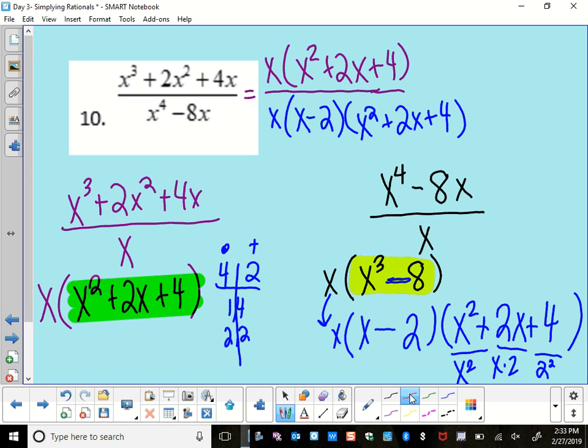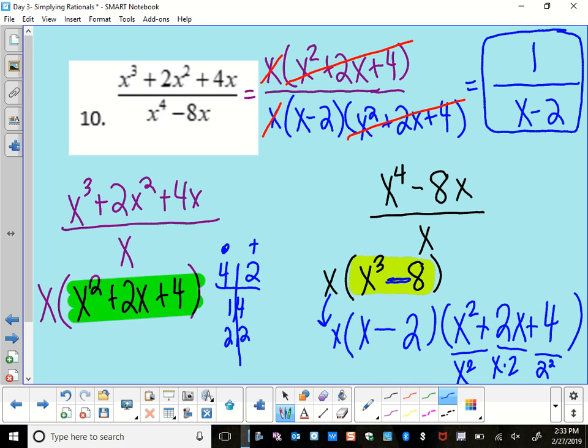All right, what should I cancel out? That whole big one, right? Can I cancel anything else out? Yep, your x can go. They're standing alone by themselves. So I am left with what on top? Something has to be a placeholder on top. 1. Just a 1. And on bottom I have x minus 2. I know it's a lot of work just for that little answer, but that is the easiest way I could teach it to you.